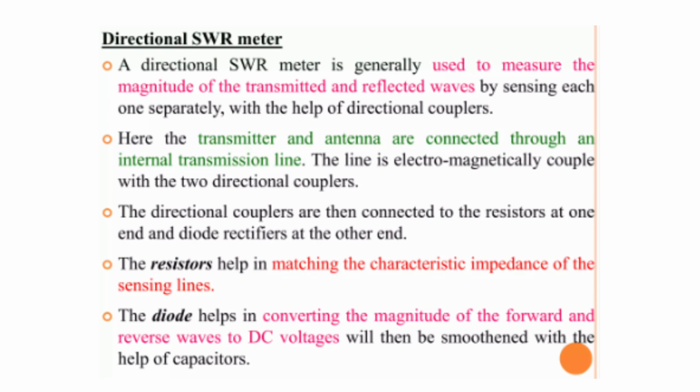The first one is the directional SWR meter. It is generally used to measure the magnitude of the transmitted and reflected waves by sensing each one separately with the help of directional couplers. Here the transmitter and antenna are connected through an internal transmission line. The line is electromagnetically coupled with the two directional couplers. The directional couplers are then connected to resistors at one end and a diode rectifier at the other end. The resistors help in matching the characteristic impedance of the sensing lines. The diode helps in converting the magnitude of the forward and reverse waves to DC voltages, which are then smoothened with the help of capacitors.